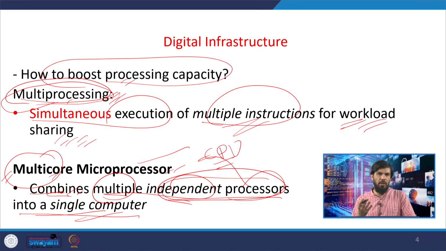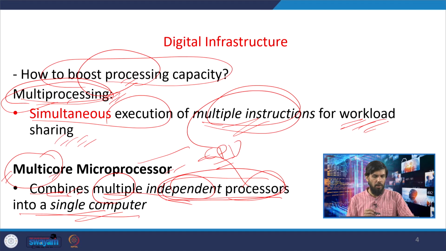So a multi-core microprocessor combines multiple independent processors into a single computer. That means a single computer which has these multiple independent processors, which has a multi-core microprocessor, right, can facilitate simultaneous execution of multiple instructions, and therefore it will boost the processing capacity. So workload sharing can be done and the processing capacity can be boosted.